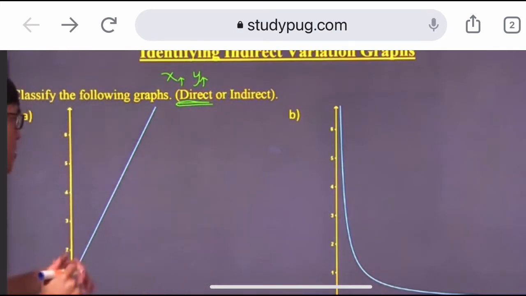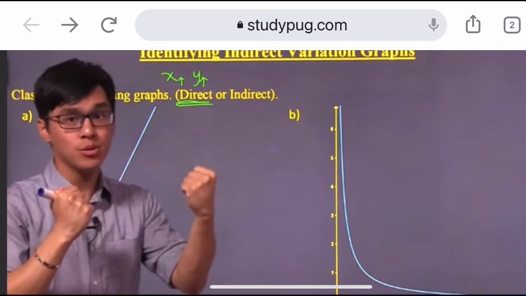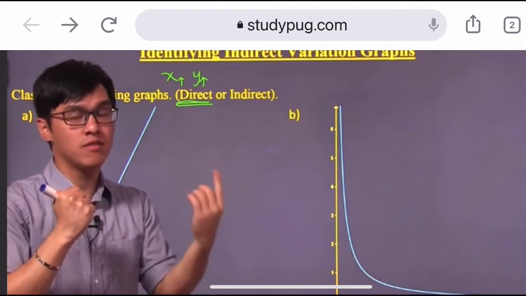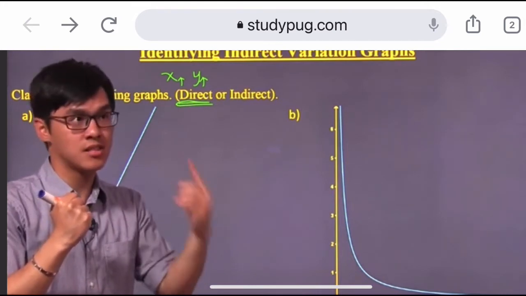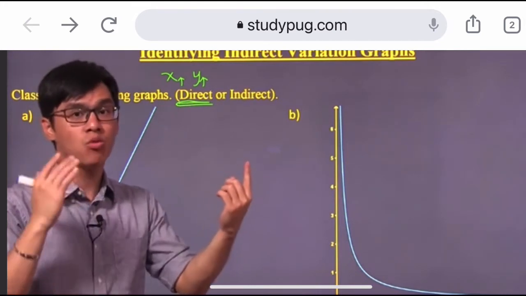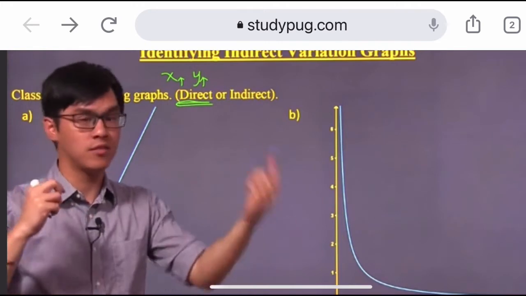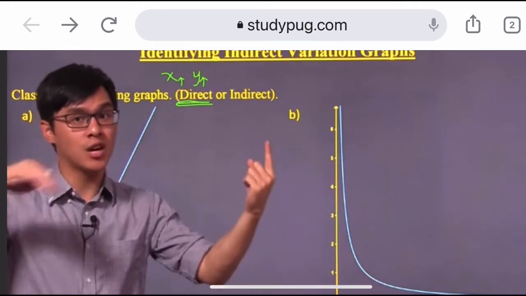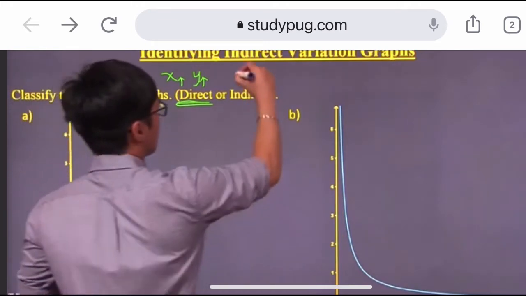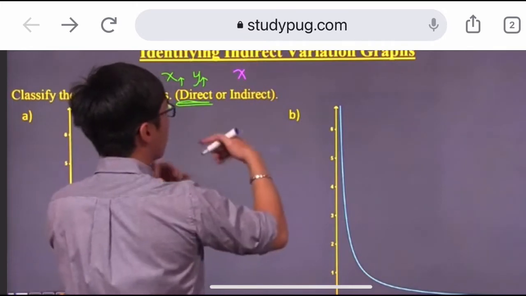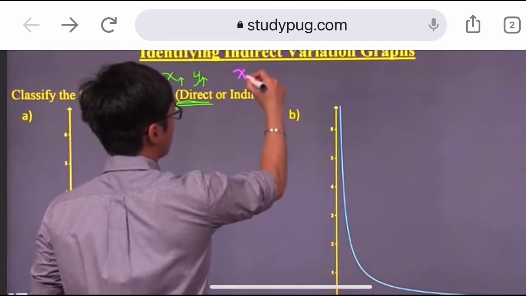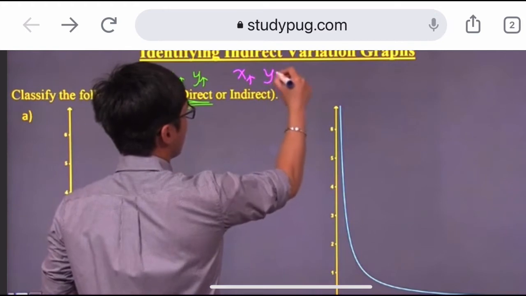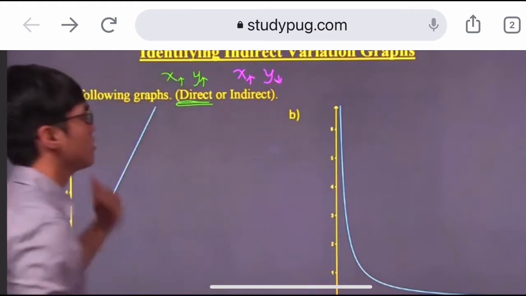Indirect variation means that with the two variables, if the value of one variable changes, let's say it increases, the other one will behave oppositely. So if one variable increases, the other variable will decrease. So they have the opposite or inverse relationship. We have x increases, y decreases, and vice versa. So you get the idea.